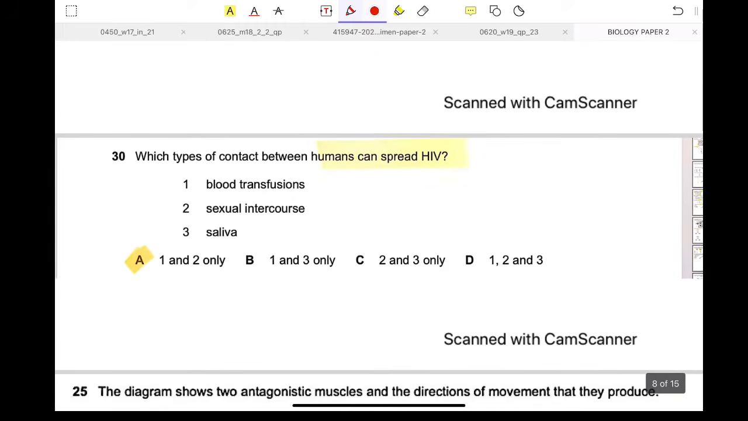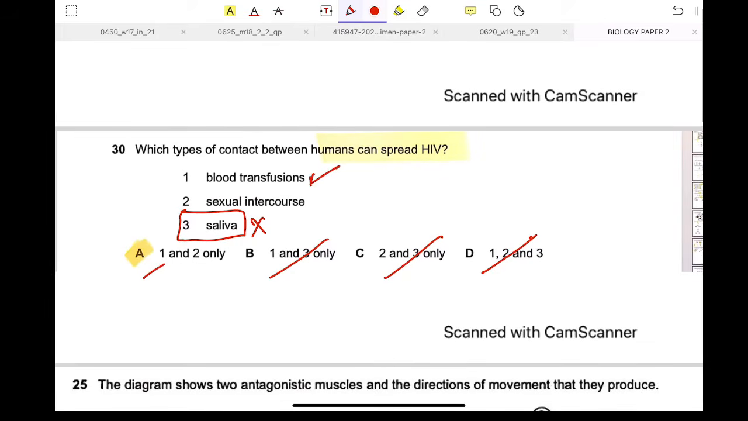Now this is one thing that you can often get confused with. Which type of contact between humans can spread HIV? It's a common misconception that saliva can. That is something that can be quite tricky and confusing if you don't know exactly what it is. So that is definitely wrong. So 3 is wrong. So obviously you need to eliminate anything that contains 3. So you are left with A, right? Blood transfusion, yes, by sharing of needles, and sexual intercourse.